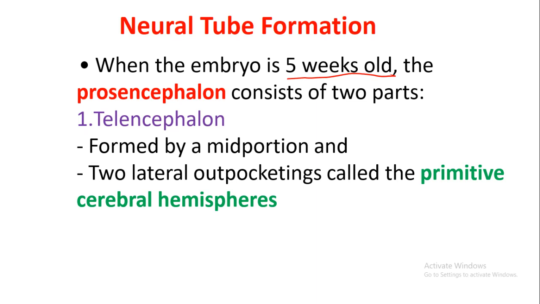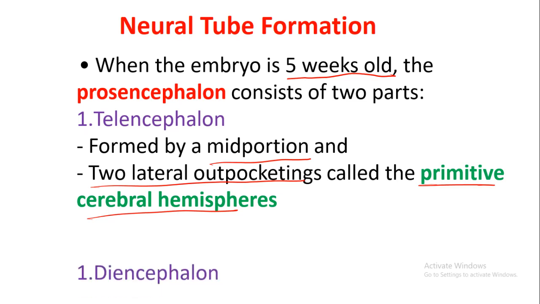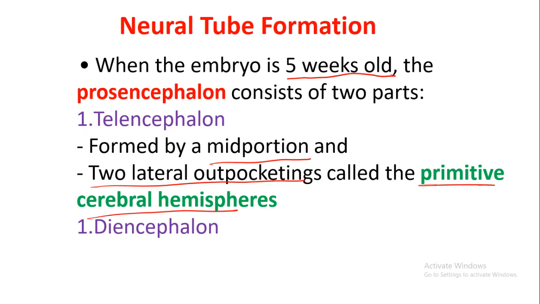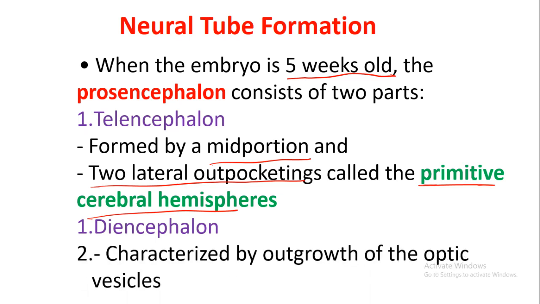So the telencephalon is just formed by the what? The mid portion and the 2 lateral outpocketings, which are known as the what? The primitive cerebral hemisphere. During the same week, which is week 5, the prosencephalon has divided into 2, telencephalon and also what? Diencephalon. And this diencephalon is normally characterized by outgrowth of the optic vesicles.